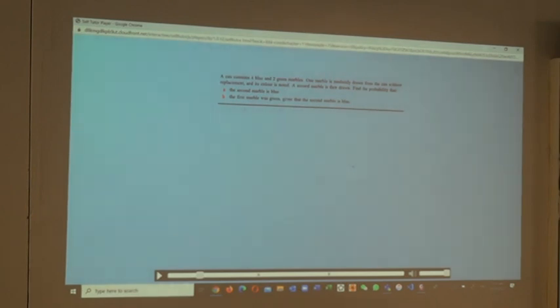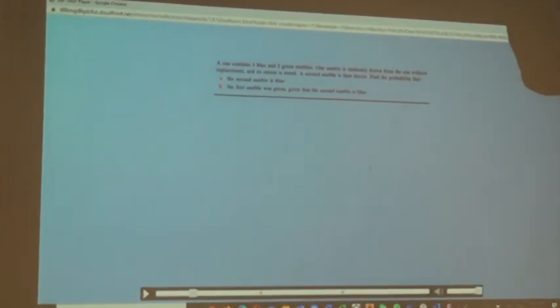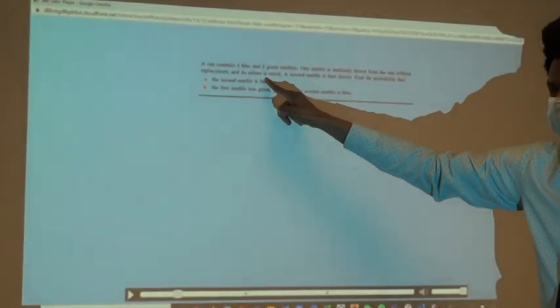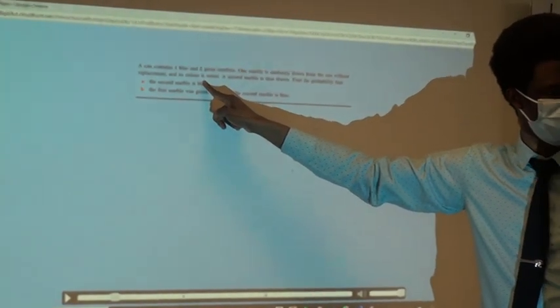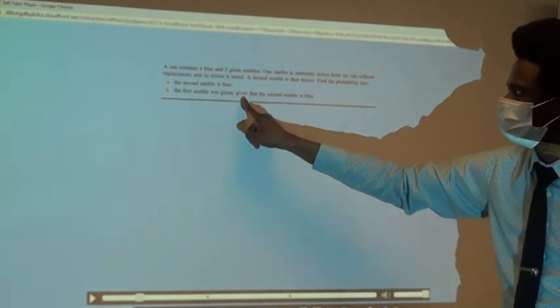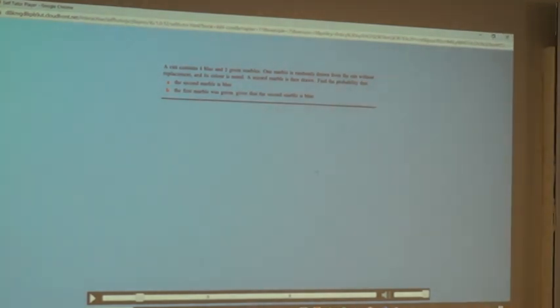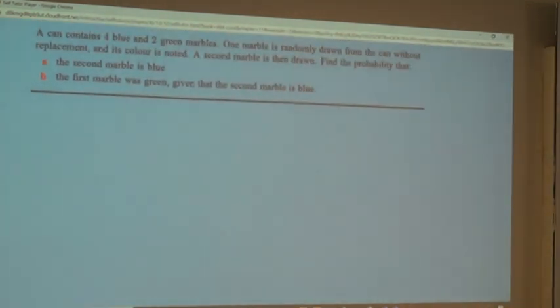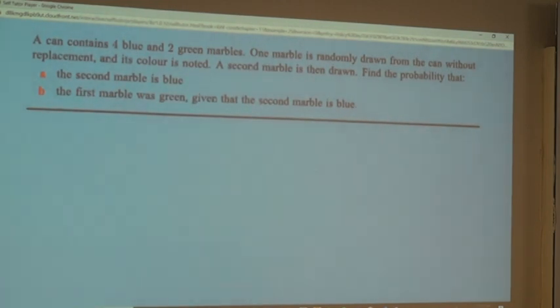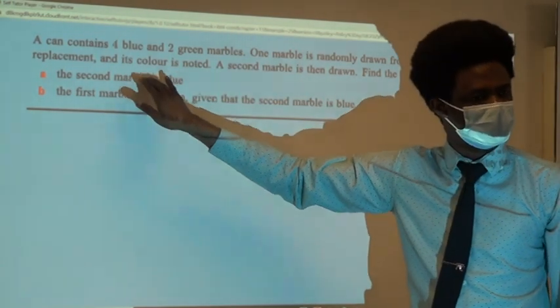If you listen to that, you are thinking in the long term, kind of. You are not just focusing on probability that the second is blue. Look at this. The first is this, given that it, so that's a conditional probability. That's one. Two, the order is specified. The first marble was green. The second marble is blue. So even this question is related to that.